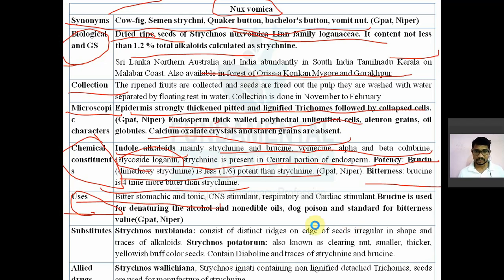Then it is tonic, CNS stimulant. Okay, CNS stimulant. Then it is also a cardiac stimulant: CNS stimulant, respiratory stimulant, cardiac stimulant. Brucine is used as a denaturing agent for alcohol. It is used for the denaturation of alcohol.